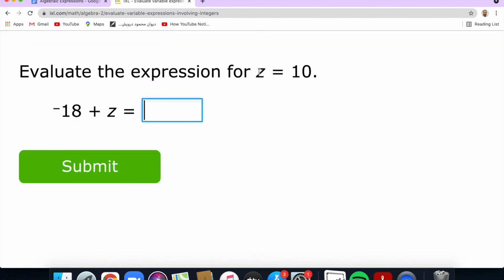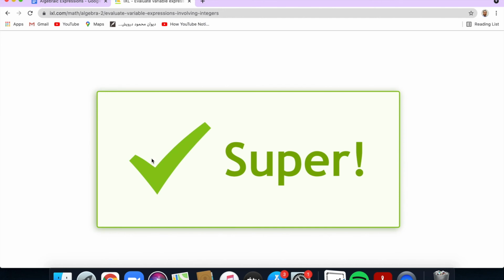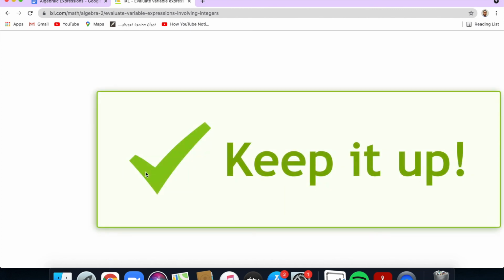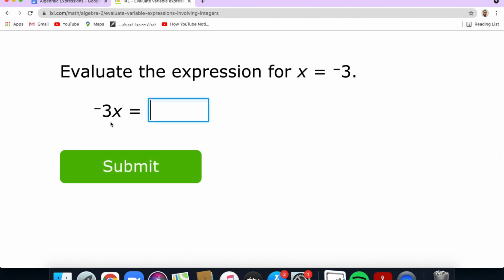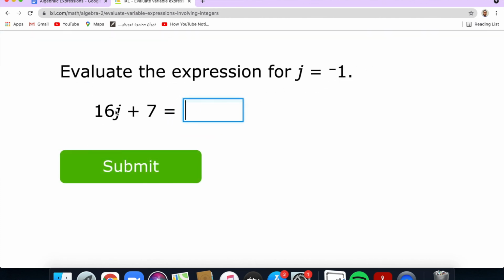Here, substitute z with 10. So negative 18 plus 10, negative 8. Substitute j with negative 4. 5 times negative 4. Remember, if there's a number before a letter, that means multiplication. So 5 times negative 4, it's negative 20. Negative 3 times negative 3, positive 9. It's okay if you don't write positive because positive 9 is 9. So j is negative 1. 16 times negative 1, negative 16. Plus 7, negative 9.